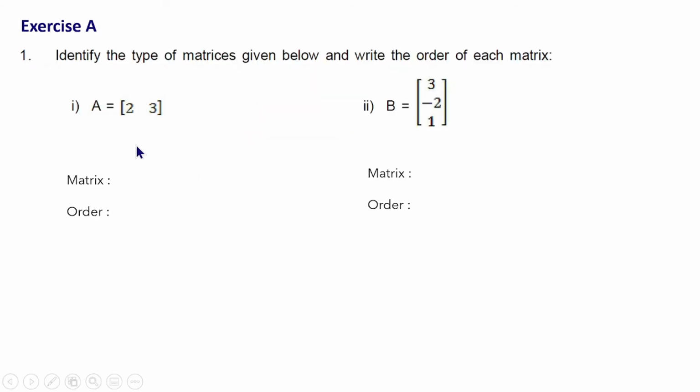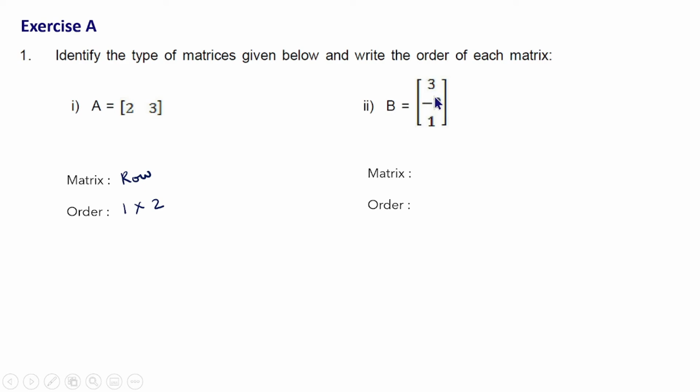Now moving on to the exercise questions. These are the exercise questions from exercise A of unit 2 algebra from the student support material. The first one: identify the type of matrices given below and write the order of each matrix. So the first one is A equal to 2 3. Here we can see that this matrix has got only one row, so it is a row matrix, and it has got one row and two columns. So the order is 1 by 2.